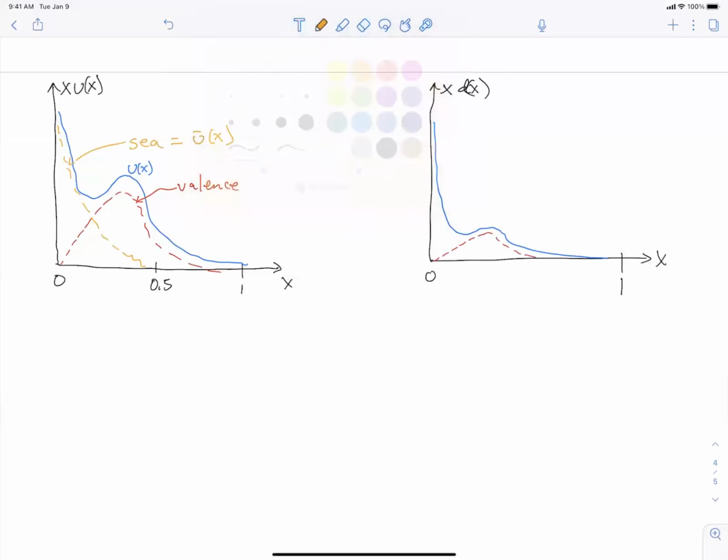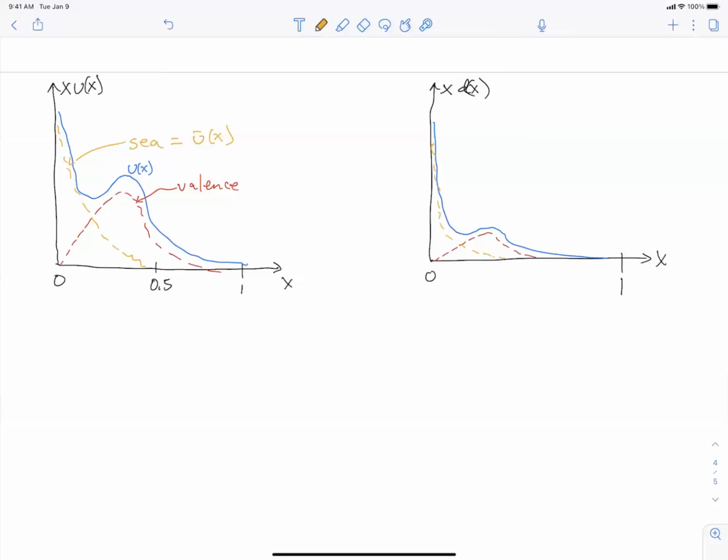And then the C part of it is responsible for the fact that you have a very good chance of finding a virtual down quark or anti-down, but if it's virtual, it probably carries a very small fraction of the momentum.